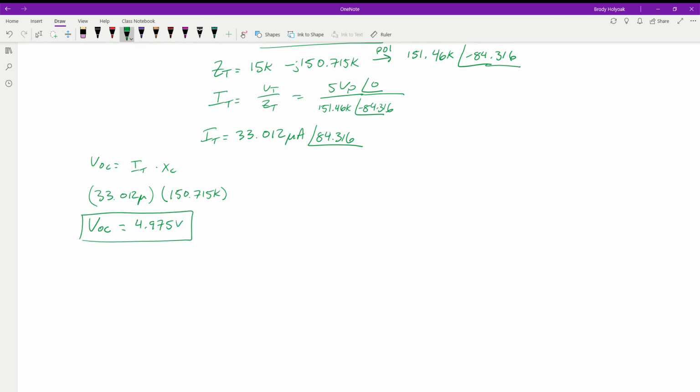And then we want to solve for the voltage out if we're using our resistor. It's going to be the same current multiplied by the resistance instead. So 33.012 microamps multiplied by the 15K. So the voltage out of our resistor is equal to 495.18 millivolts.